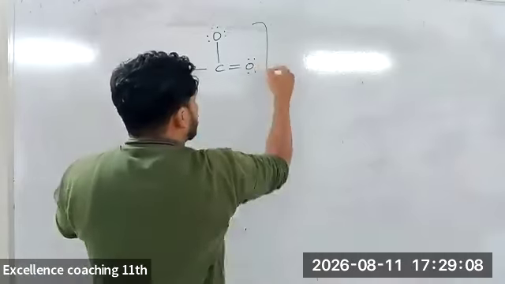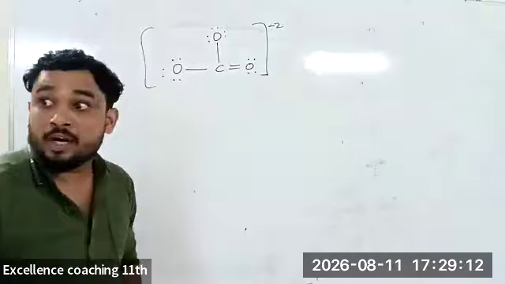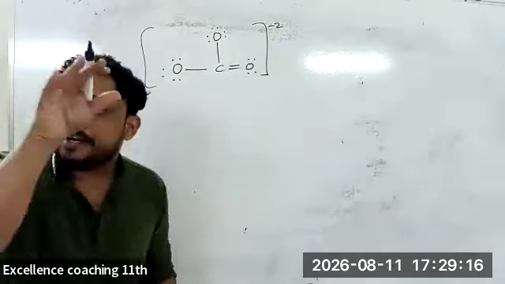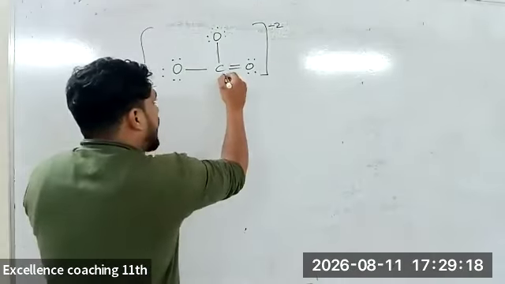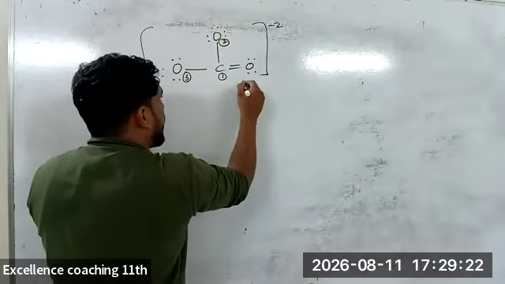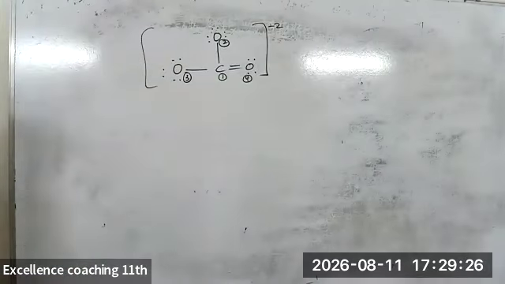But we only know that the overall charge is -2. So the overall formal charge of a molecule should be what? -2. So let's find out for individual atom. So let's mark carbon as 1, this oxygen as 2, this oxygen as 3, this oxygen as 4.